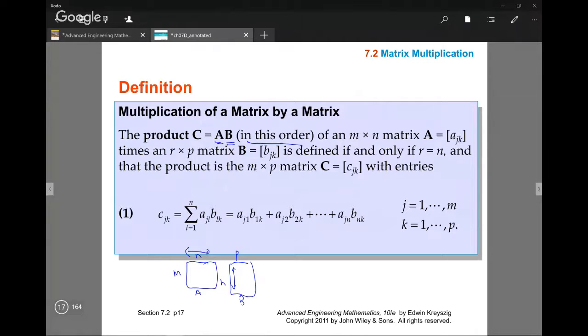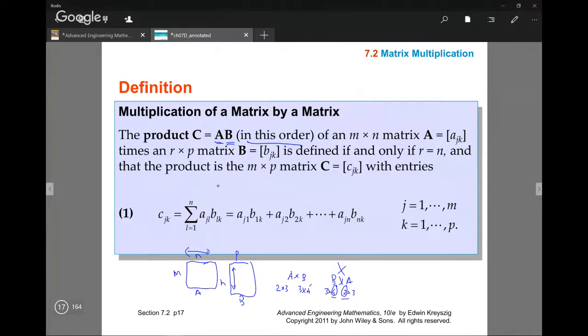Notice, by the way, it's possible for A times B to be multiplicable, but B times A not to be multiplicable. Right? So suppose A is, for example, a 2 by 3 matrix, B is a 3 by 4 matrix, B times A is not defined. This can't be done because B is a 3 by 4 matrix, A is a 2 by 3 matrix, so the number of columns in B is not the same as the number of rows in A. So this is not possible.